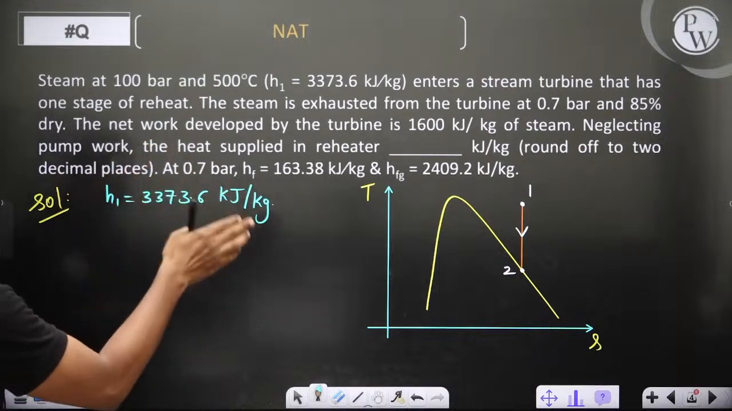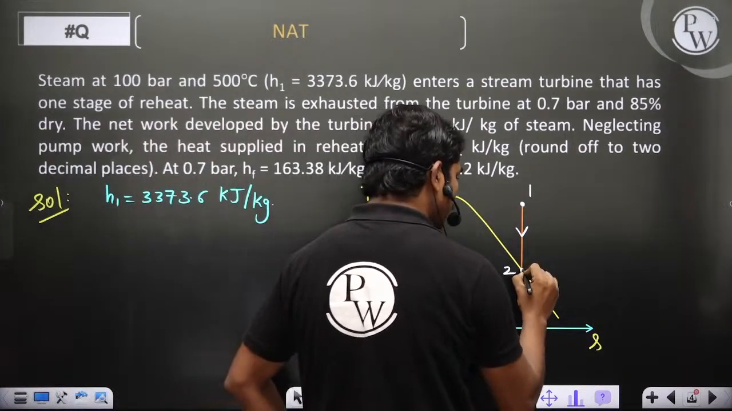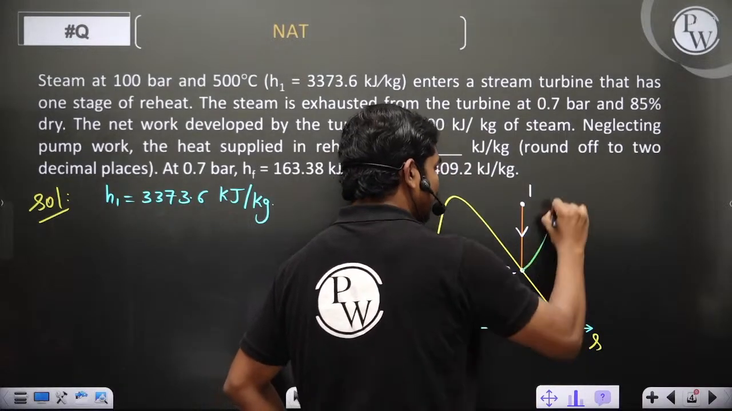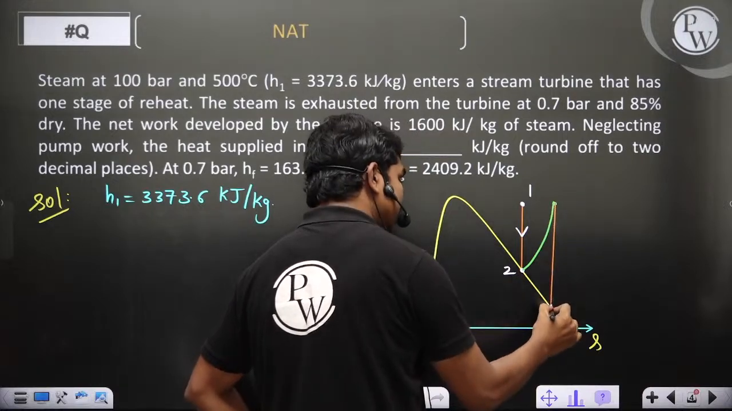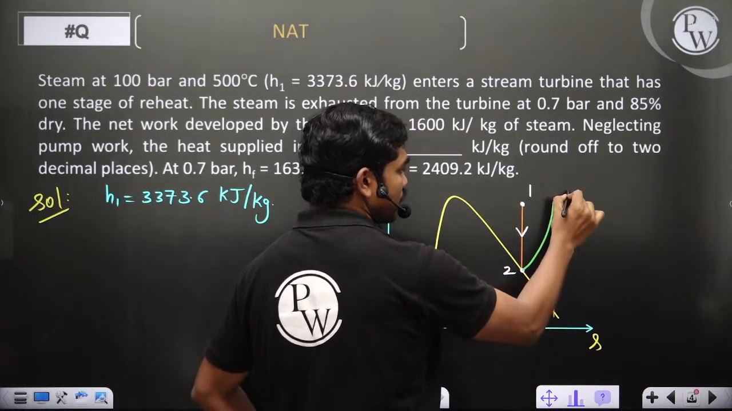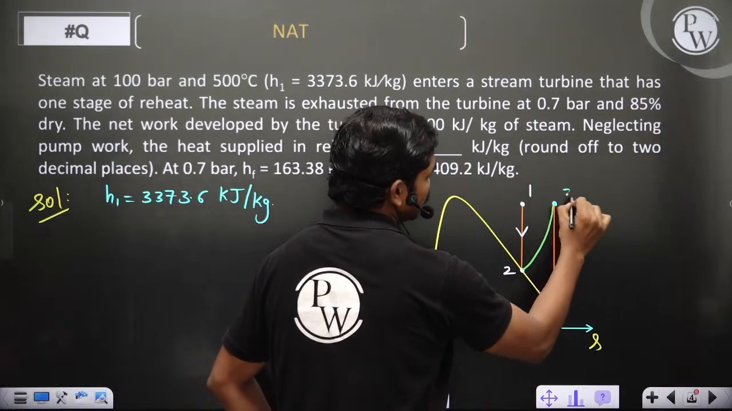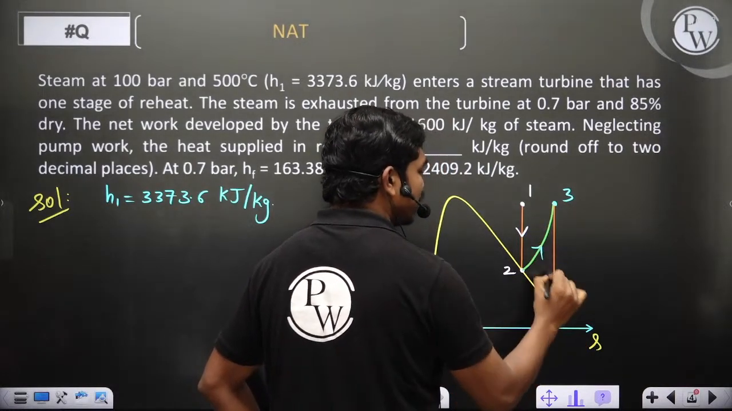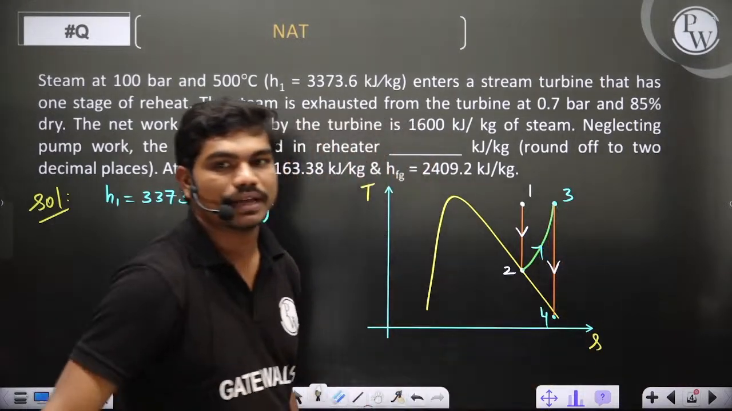Now steam enters the turbine that has one stage of reheat. So clearly there is some reheating going on. Let us change the color of heating. So let's say this is reheating. And there is some expansion inside, maybe like this. So this is the expansion. It has one stage of reheating, so state 3 and also state 4, maybe somewhere here. So this is how the heating, the reheating and the expansion are happening in the turbine.